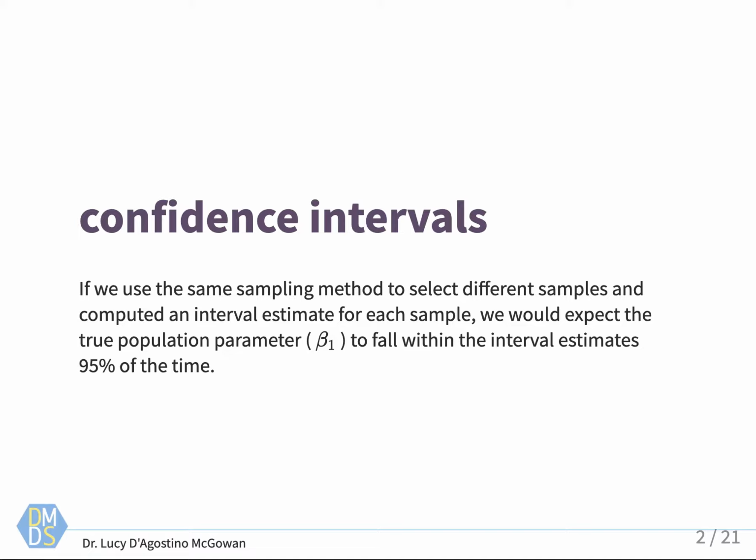Okay, so the definition of a confidence interval. If we use the same sampling method to select different samples and computed an interval estimate for each sample, we would expect the true population parameter, for example, beta 1, if that was what we were estimating, to fall within the interval estimates 95% of the time.